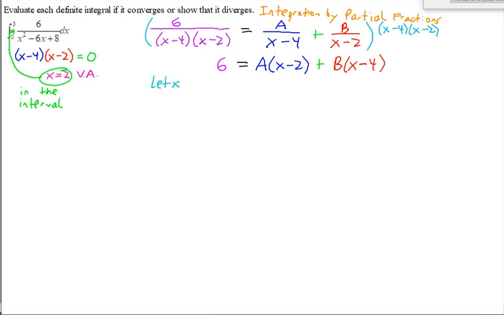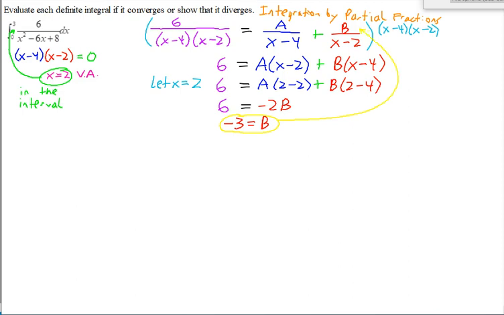So if we first start by letting x equal 2, notice that we'll make this one 0, wipe out the a's, so we'll get 6 equals a times 2 minus 2 plus b times 2 minus 4. We'll get 6 equals, that wipes out the a's, you get negative 2 times b. Divide by negative 2, so b is equal to negative 3. So that's what's going to go on the numerator of the b, right there.